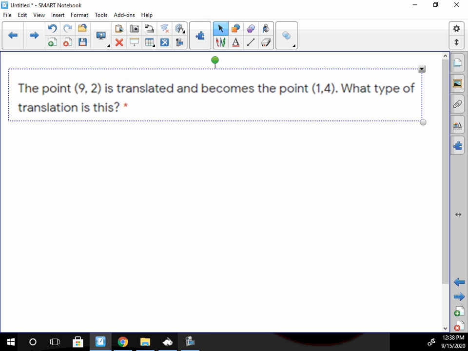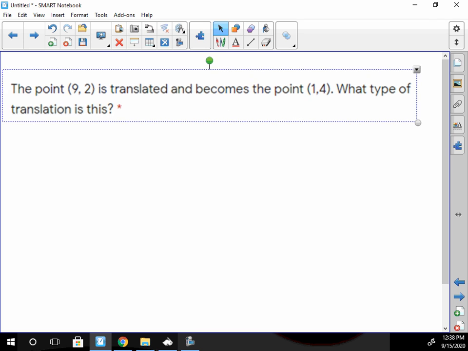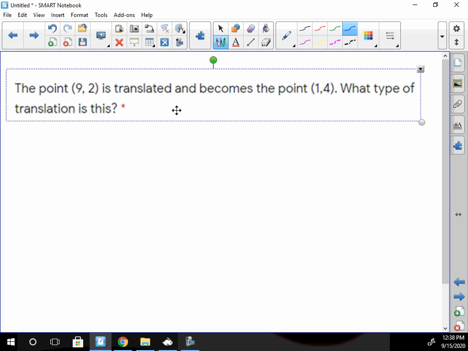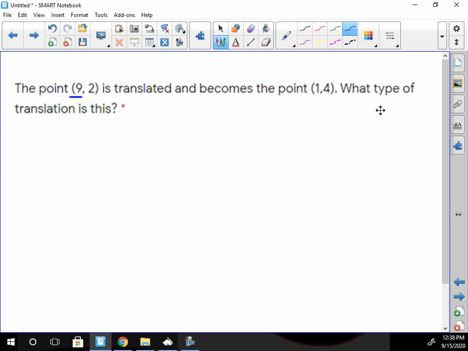Our next question, the point (9,2) is translated and becomes the point (1,4). What type of translation is this? Check my x's. 9 goes to 1. They changed. 2 goes to 4. The y's changed. So it's both horizontal and vertical. So this was both because they both change.